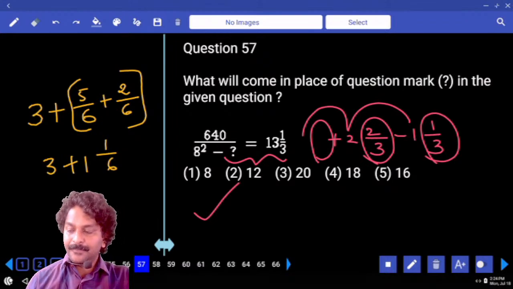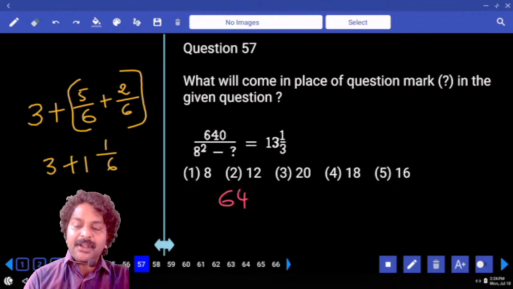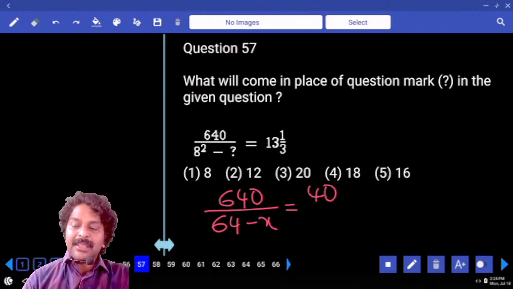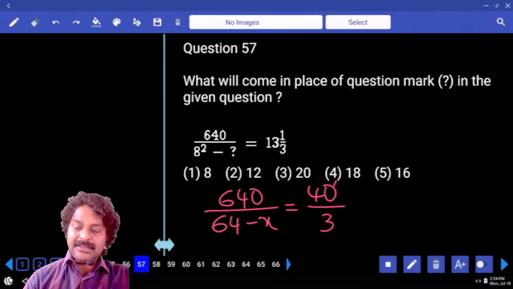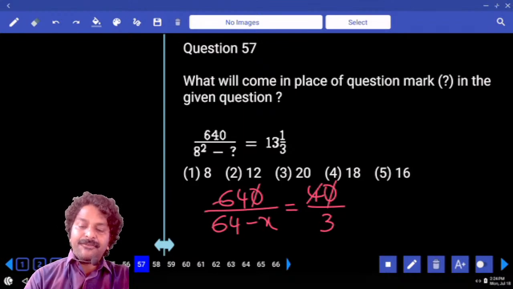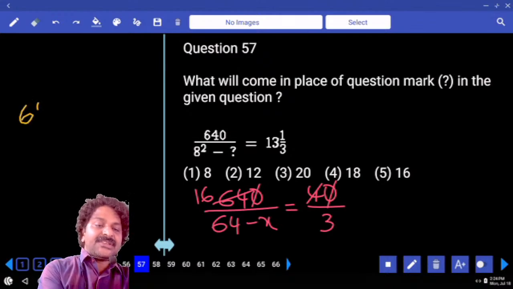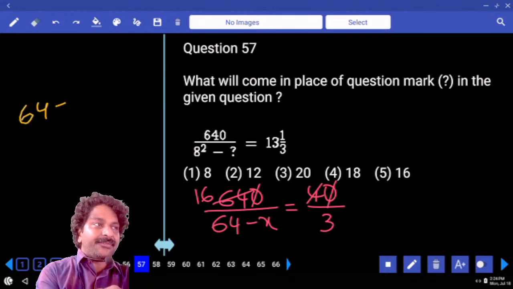Got it? Now 640 divided by 8 squared, 64 minus x is equal to 13 1 by 3, which is 40 by 3. The zeros cancel. 16 times 3, 48, so 64 minus x is equal to 48. Then x is equal to 64 minus 48 only. Answer 16.